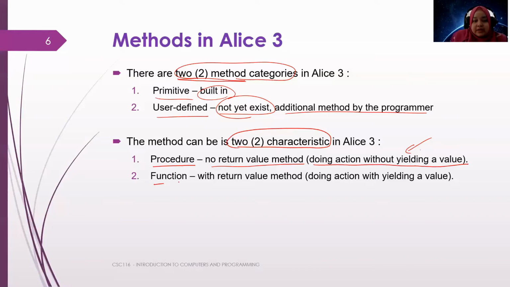Okay, next adalah function. Dia vice versa. Kalau procedure no return value, tapi function with return value method. Doing action with yielding a value. Okay, saya boleh bagi contoh kira CGPA. Untuk nak kira CGPA tu, you kena masukkan apa guys? You kena masukkan GPA, markah, credit hour and so on. So, bila sistem tu kira-kira, dia akan pulangkan apa ke awak? Dia akan pulangkan CGPA. Itu masuk function. Function ni maksudnya dia return something dekat user.